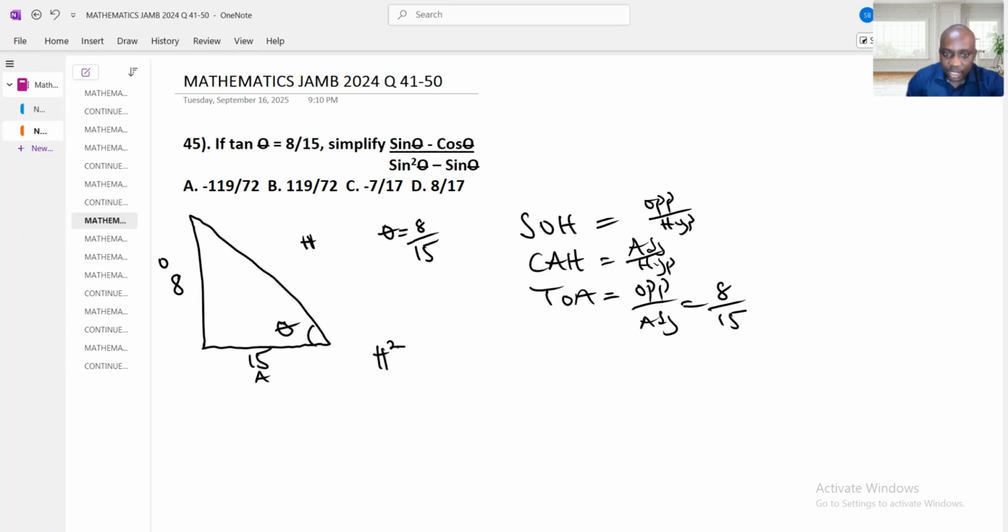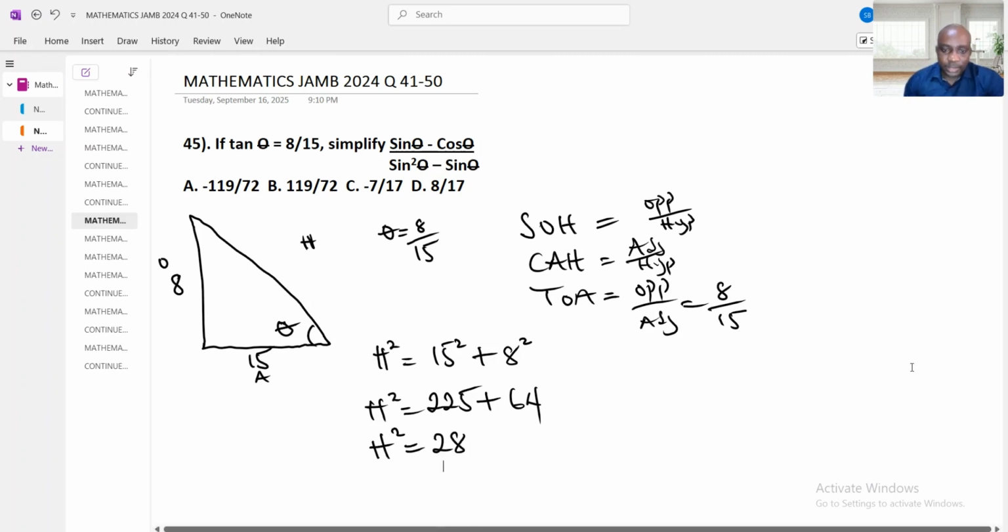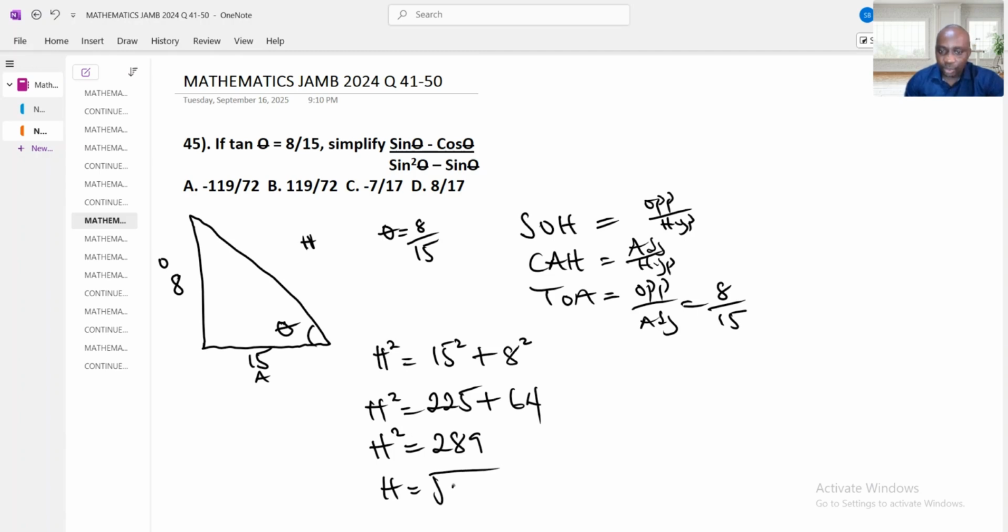For h, let me call it h squared equals 15 raised power 2 plus 8 raised power 2. 15 times 15 is going to give me 225. 8 times 8 is going to give me 64. Now I'm going to add 64 plus 225. It's going to give me 289. Therefore, h equals the square root of 289. What is the square root of 289? That's 17. Therefore, our hypotenuse is 17.